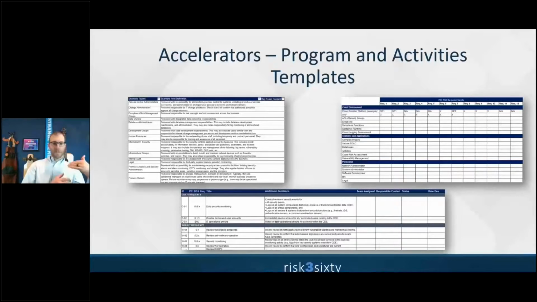There is some data validation and formulas built into it. So if you pick, for instance, the access control team and you've picked Jiminy Cricket as the person from that team who's responsible, Jiminy's name will show up in that responsible contact column. You obviously can change it. It's also going to allow you to talk about status as well as due date.